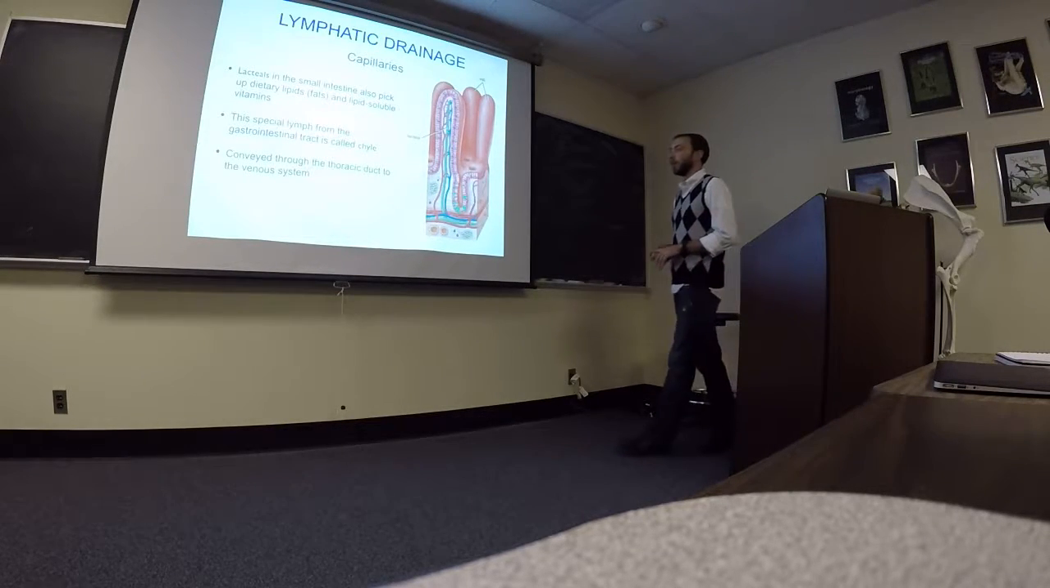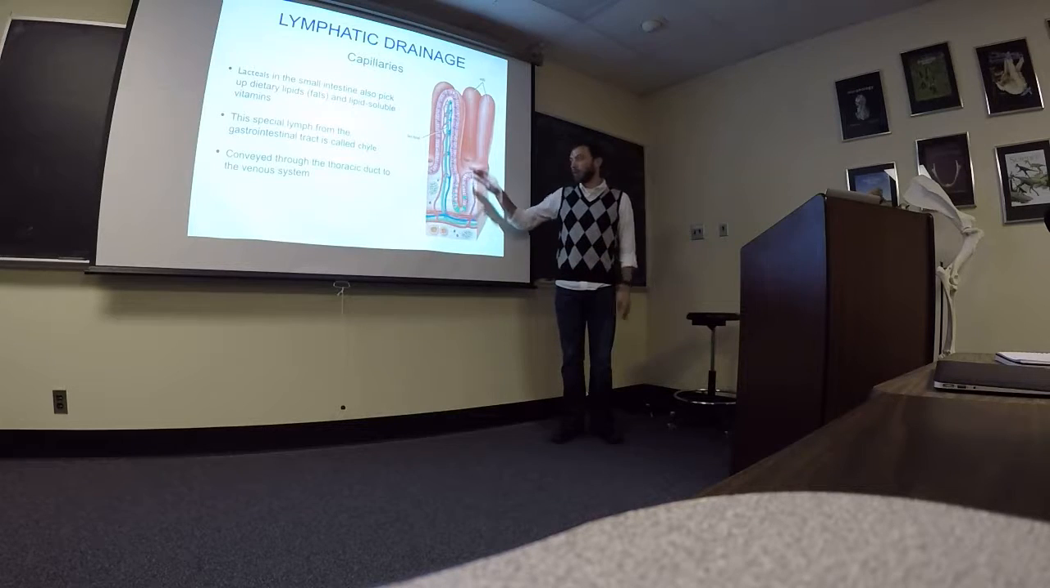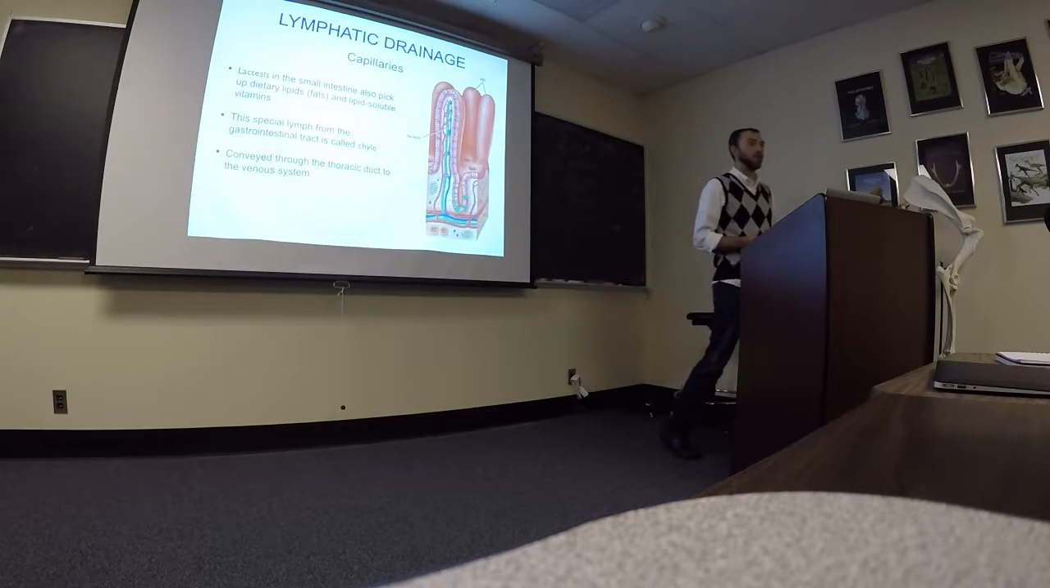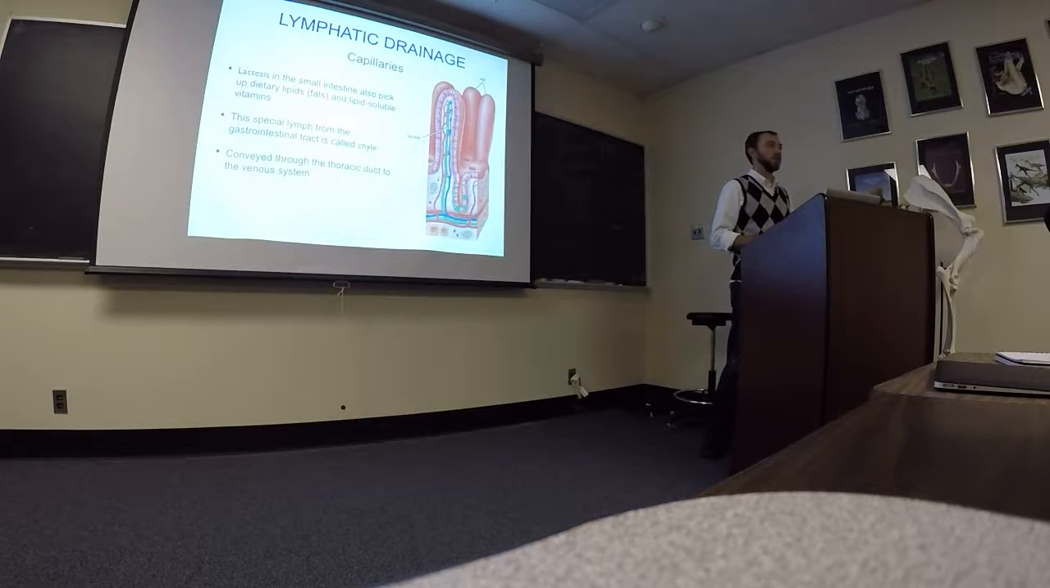Right, and this chyle is going to be conveyed through ultimately the thoracic duct to get back into the venous system. So this is how we're getting all of those dietary lipids and lipid-soluble vitamins actually into our circulation. So they're not going directly into the blood supply here. They're not going to get into the blood supply until we get the lymph system draining back in.